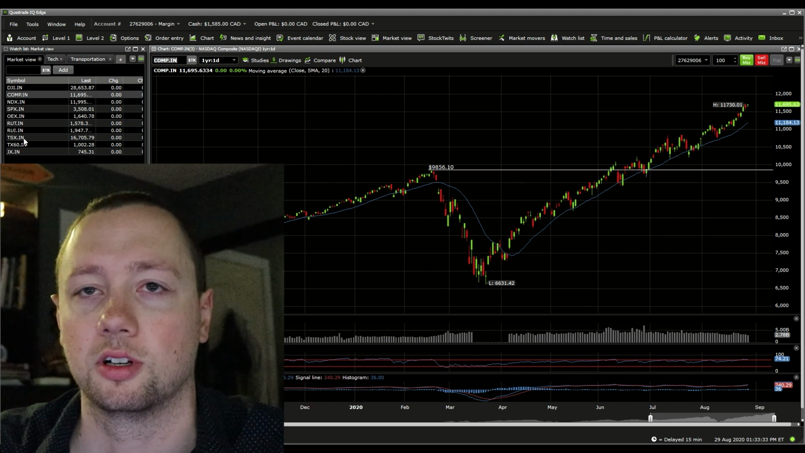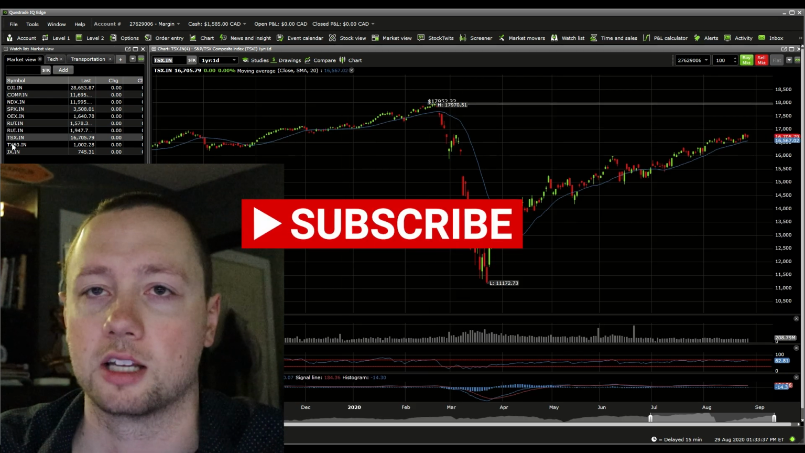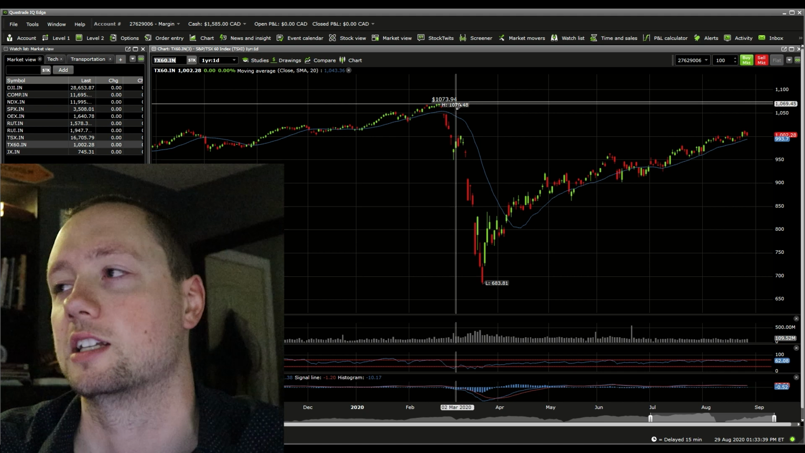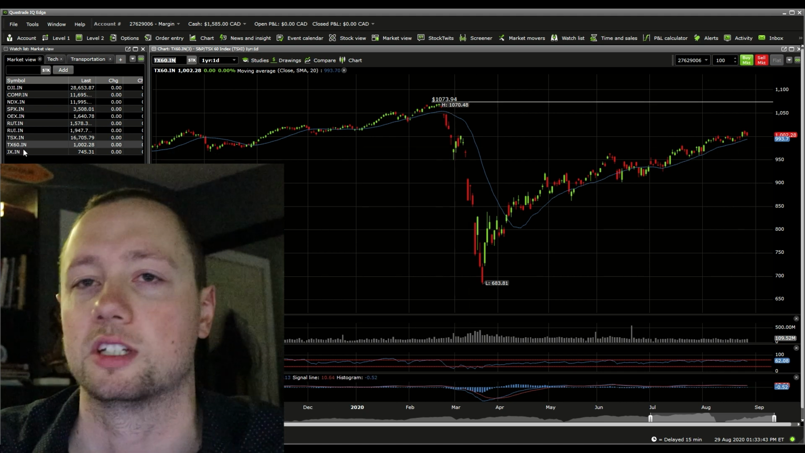In Canada, it's also a little bit different. So if you look at the TSX, we haven't even come close to our highs prior to COVID. If you look at the TSX 60, it's not even close to the highs of COVID. That's the more focused, larger companies in the TSX.